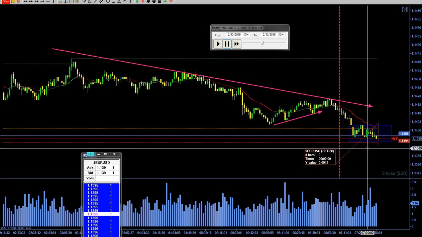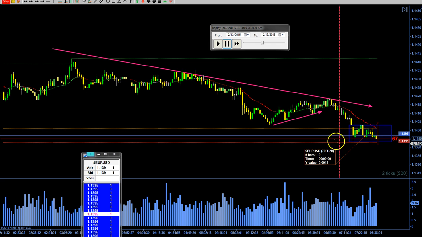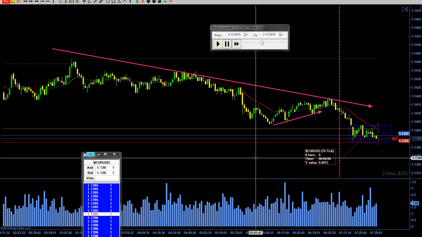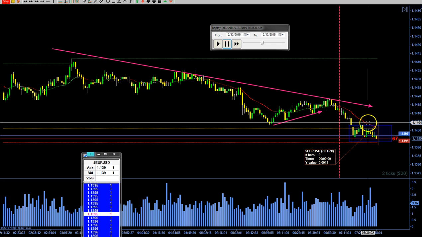By taking a smaller position size, that's going to allow me to take a little bit more risk without going over my 1% account risk. So if I'm going to take this trade, my stop is going to have to be up here, 13 pips away.